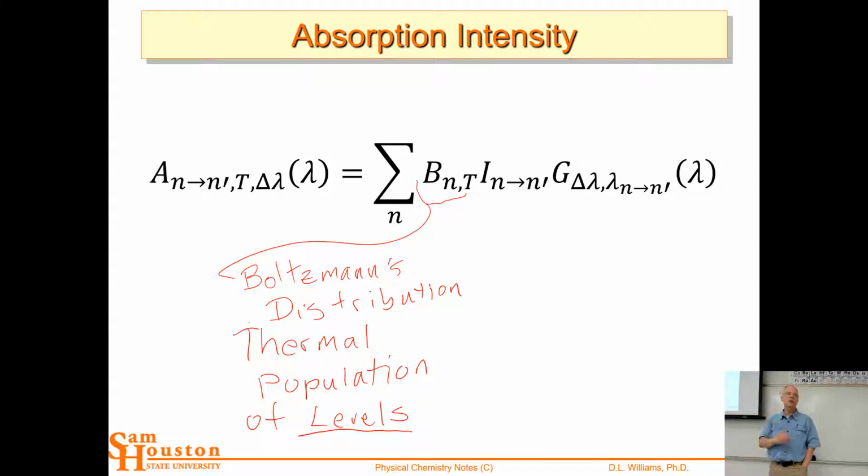So the Boltzmann distribution gives us that thermal equilibrium and tells us where the system is in terms of its excitation. Okay. Now I is the transition. Think of integral, okay? Integral.